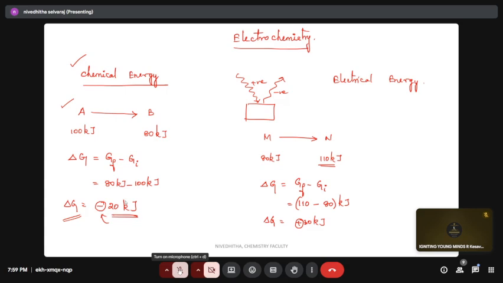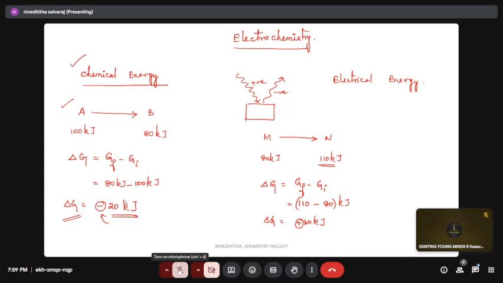Whenever we are talking about a chemical reaction, you would have heard about these terms: spontaneous reaction and non-spontaneous reaction. Basically, what is a spontaneous and non-spontaneous reaction? When the reaction occurs by itself, it is called spontaneous. Then the delta G value should be negative for it.